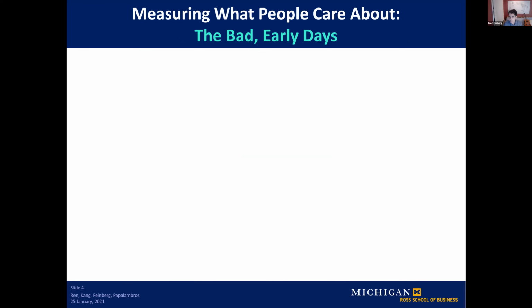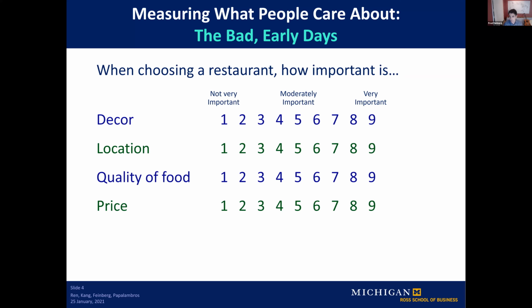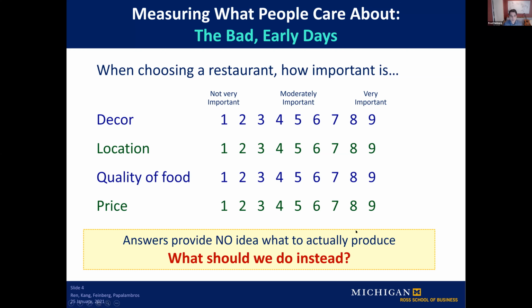Well, we've been asking people for a very long time to tell us what they would like. All of you teach this in survey design. We might say, in choosing a restaurant, how important is decor, and location, and quality of food? People can answer these questions. They give us answers, but they don't really tell us anything. They don't tell us what to actually produce, like location. How close should it be? What price should we charge? What kind of food do we need? How do we trade these off? None of those gives us answers to the question we really want. So what do we do instead?